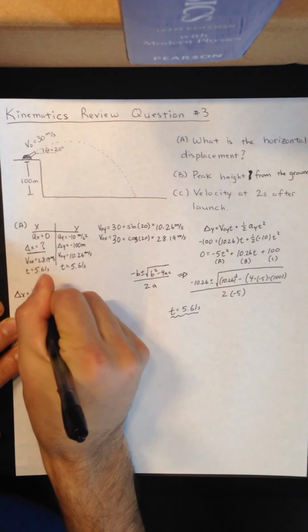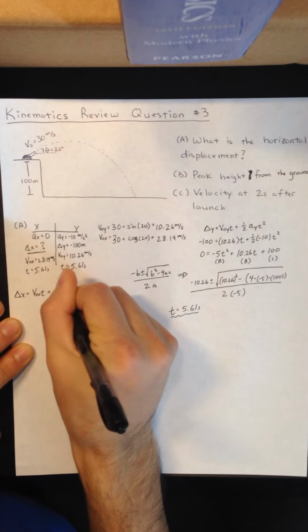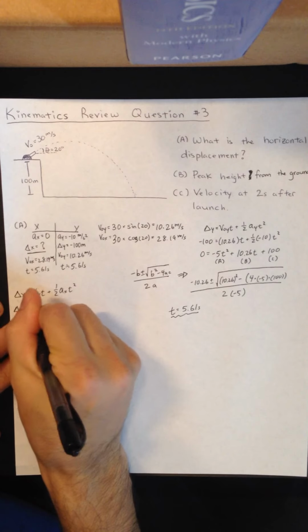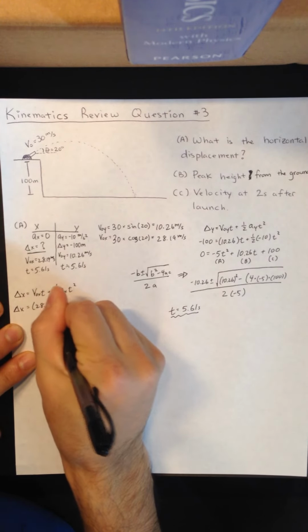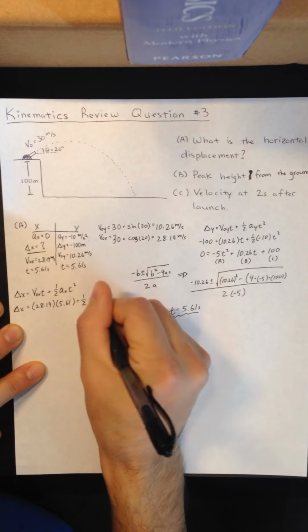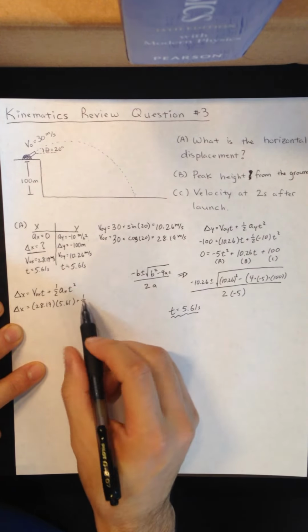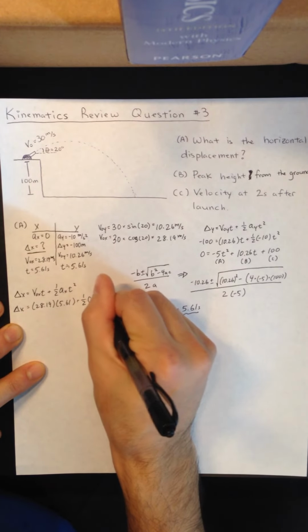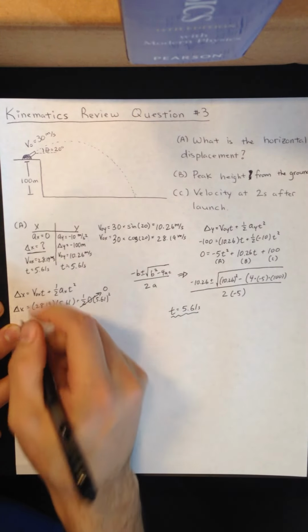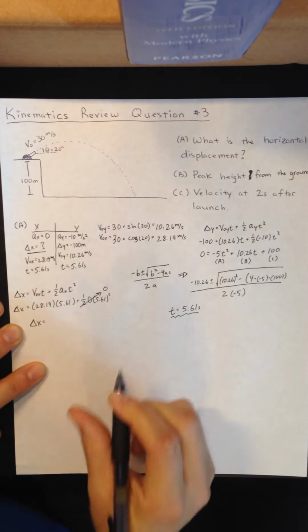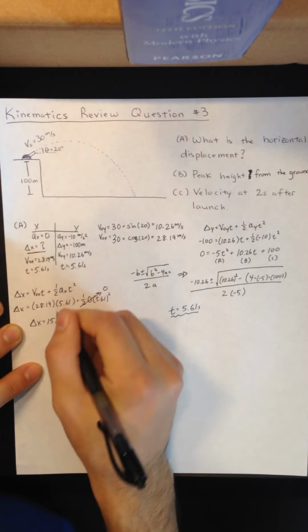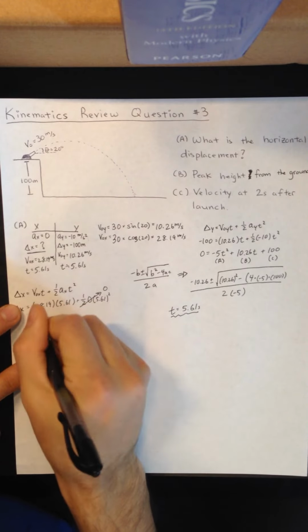Change in x equals v initial x t plus 1/2 a x t squared. Change in x equals 28.19 times 5.61 plus 1/2 a x. So important to know here is a x is 0. Times 5.61 squared. This whole thing just becomes 0 because there's a 0 there. And then we get our first answer. Our horizontal displacement in the x is 158.15 meters.